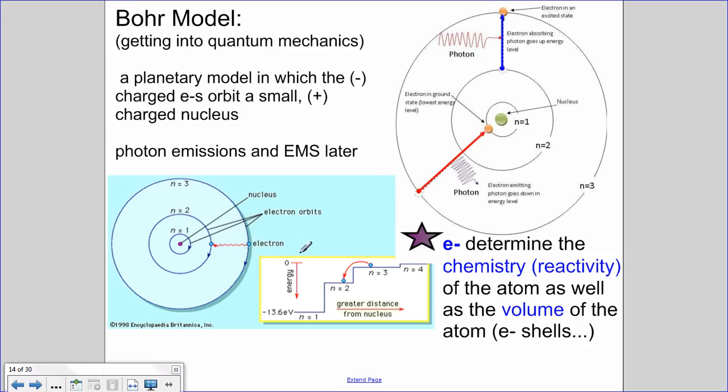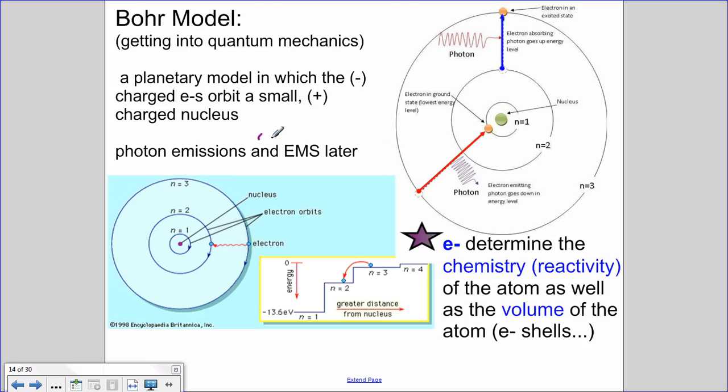All right, lastly, we have Bohr, and Bohr's model is going to jump into quantum mechanics a little bit. We won't talk about that until later this year, but it's more complicated because it gives us a lot more information about how electrons travel, what they do when they travel, and where they actually exist in the atom, because we know they exist on the outer rim, but are there spaces in between that they can exist as well? And the answer is yes.